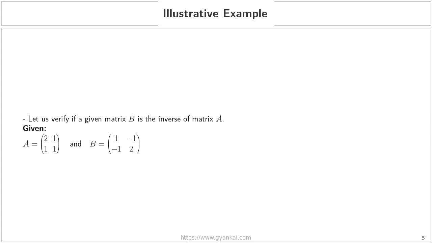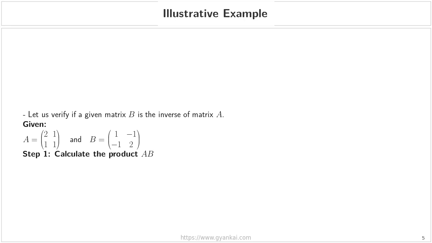Matrix A is a 2x2 matrix with 2 and 1 in the first row and 1 and 1 in the second row. Matrix B is also a 2x2 matrix, containing 1 and -1 in the first row and -1 and 2 in the second row. To determine if B is the inverse of A, we must follow the formal definition we established earlier. Step 1 is to calculate the product of A and B.